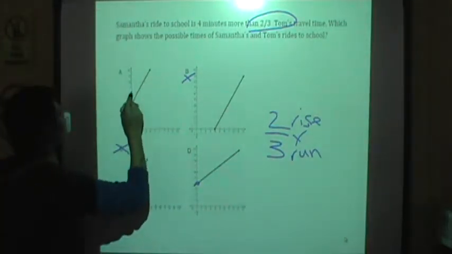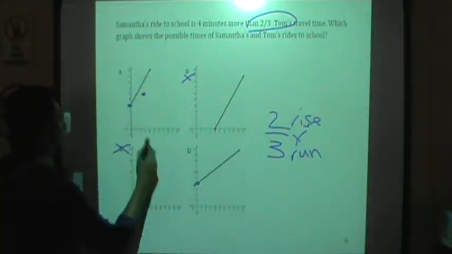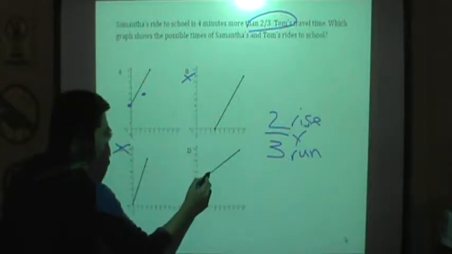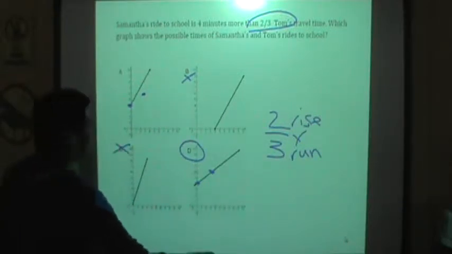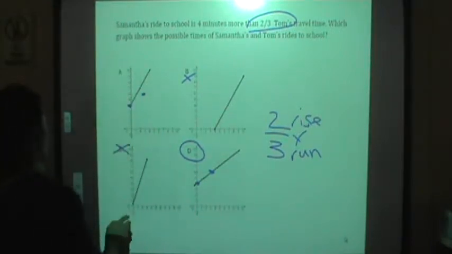So 1, 2, 1, 2, 3. Nope, not this one. How about here? 1, 2, 1, 2, 3. Here you go. Yes, so the answer is D. This represents the problem.